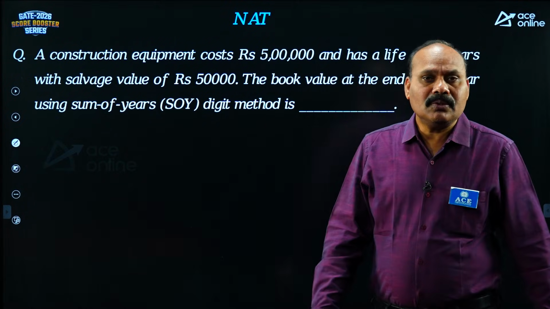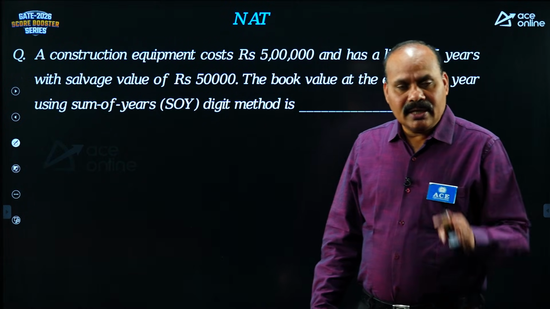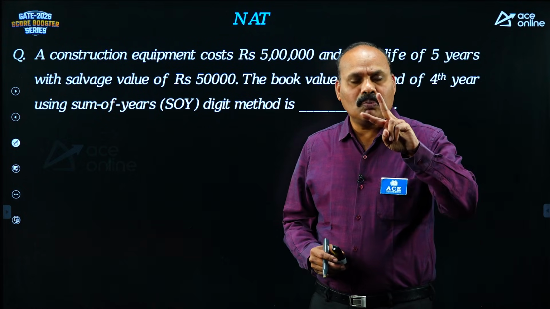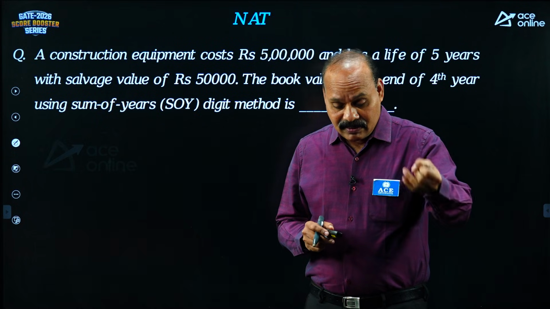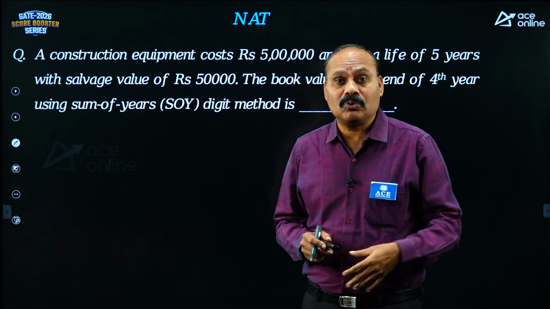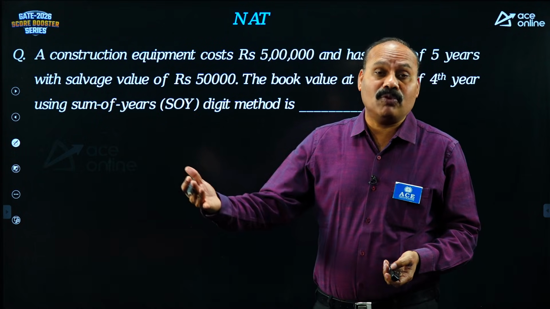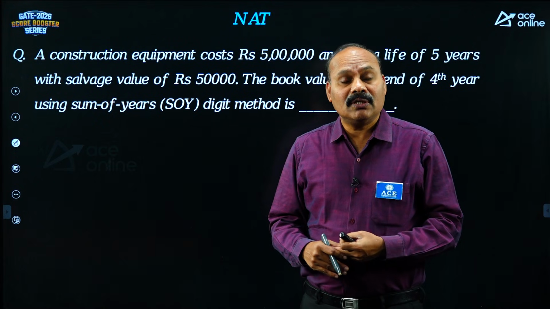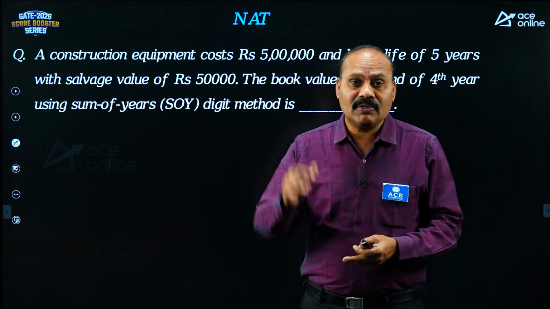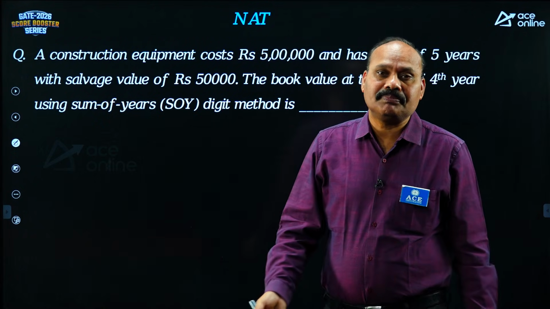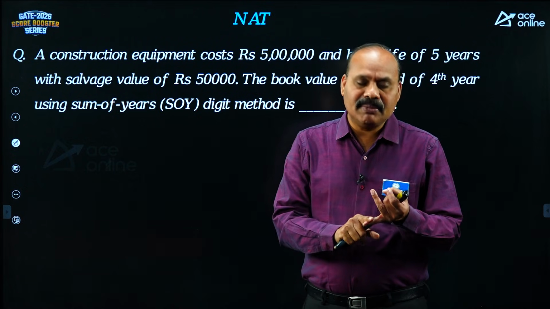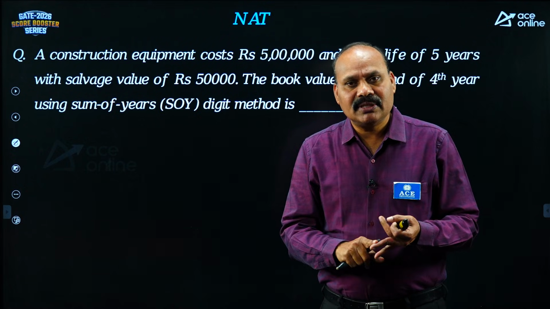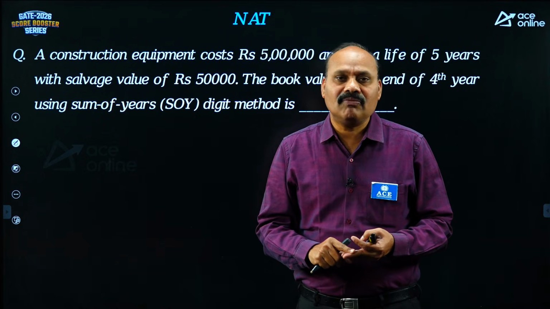This question is related to depreciation. In depreciation, generally we get two methods, straight line method and sum of years digit method. Even in the recent paper, last year or maybe before that, in the 2024 paper, there was a question on declining balance also. So that's why almost all 4 methods are important: straight line method, sum of years digit method, declining balance method, and sinking fund factor method.